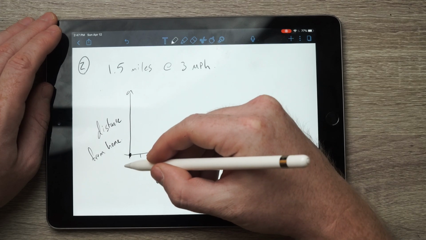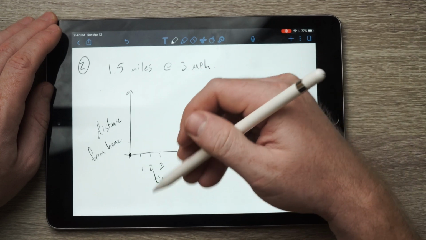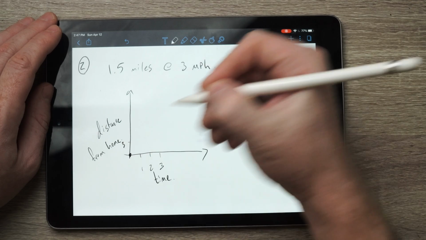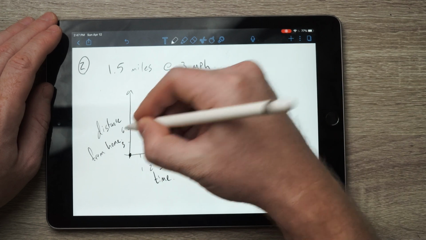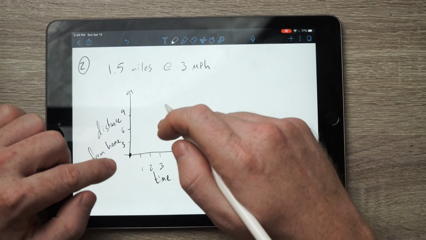If we then label the y-axis as how far he is from home, well, after 1 hour, he would be 3 miles from home, since he's traveling 3 miles per hour. So the rest of this graph would look like 3, 6, 9 miles. And obviously that's a bit out of context for this question, since we are only given that he has a 1.5 mile walk to work.